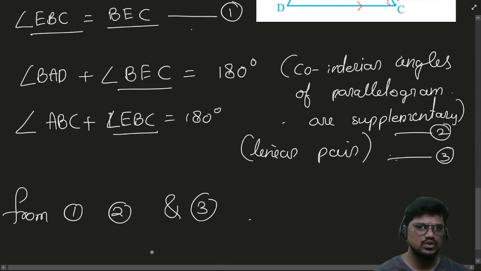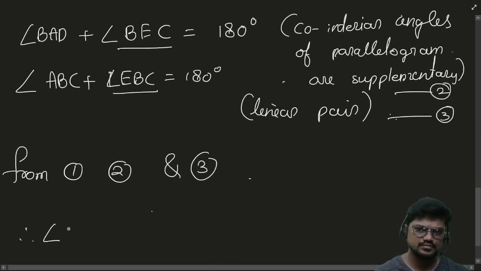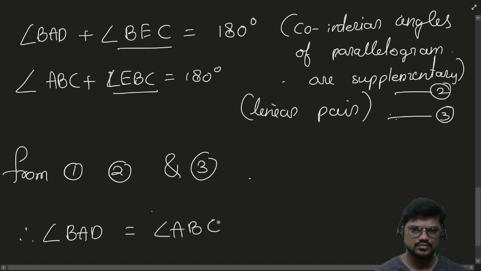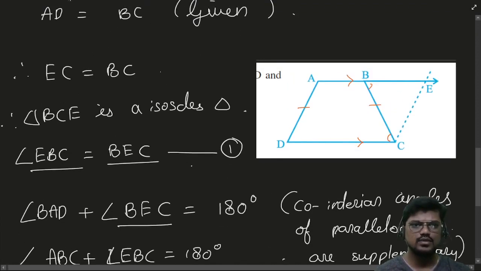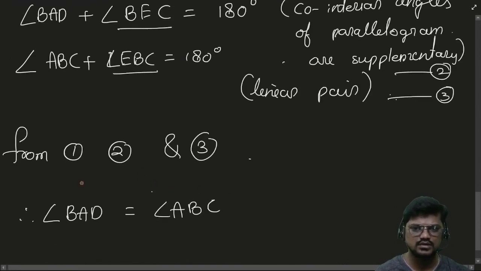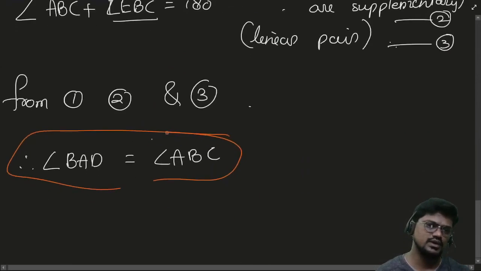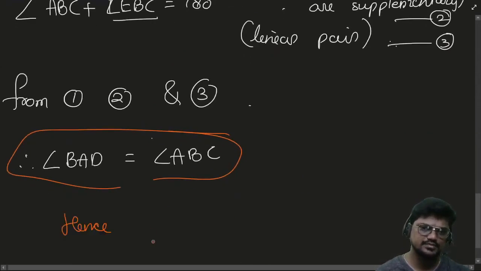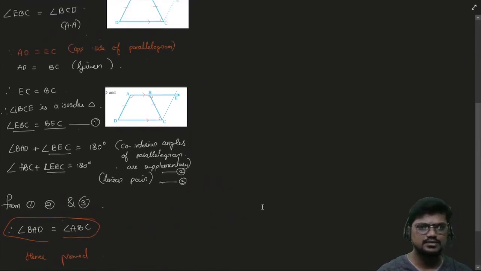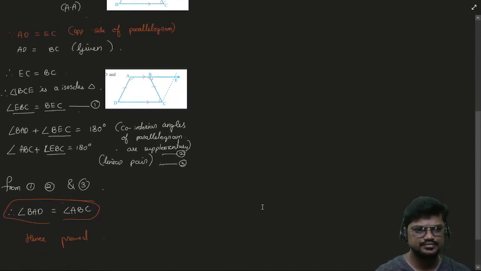Angle BAD will be equal to ABC? Yes, sir. Angle BAD is equal to angle ABC. These two angles are equal, and over here we can say hence proved. Is that clear completely to all of you? Yes, sir. Anyone has any doubt in this?